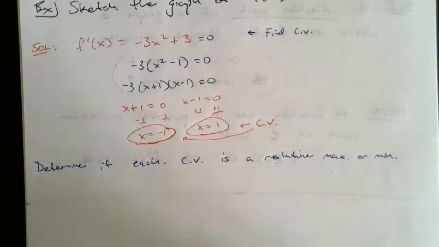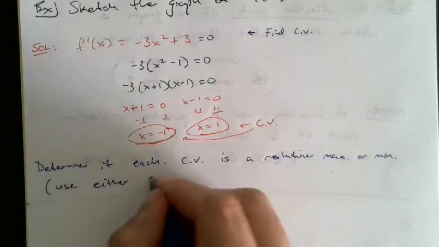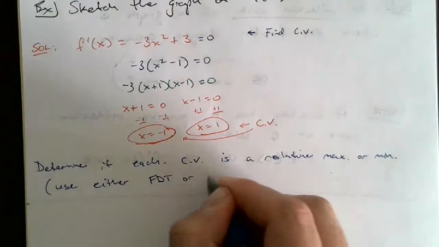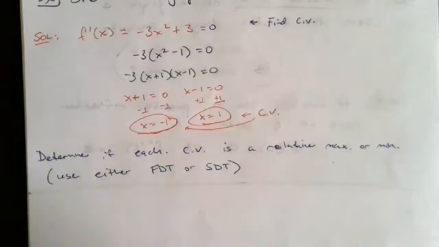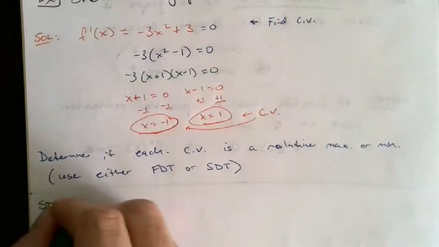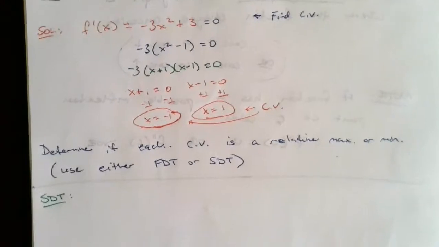And you can use either, I'm just going to put this in parentheses underneath it, use either the first derivative test or the second derivative test to determine this. Now, because we're in this section, I'll use the second derivative test just to make sure we understand how to do it. If I use the second derivative test, I'll say SDT, just showing which test I'm using. What do I need first? Well, I need the second derivative, right? You can't do this without it.